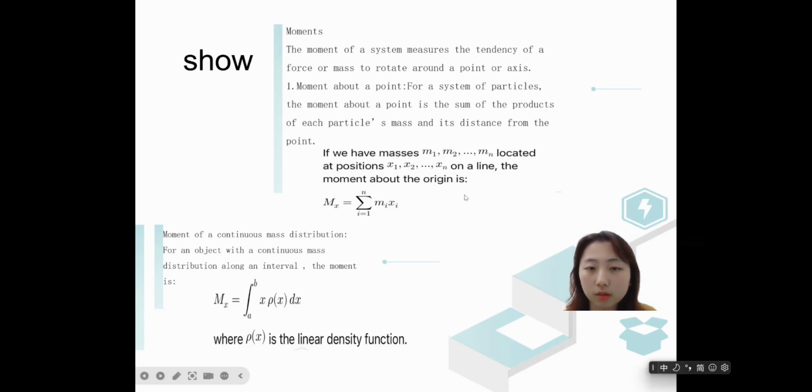The moment about the origin is this, and the moment of a continuous mass distribution. For an object with a continuous mass distribution along an interval, the moment is this. We can get the moment through this formula, and we know that rho is the linear density function.